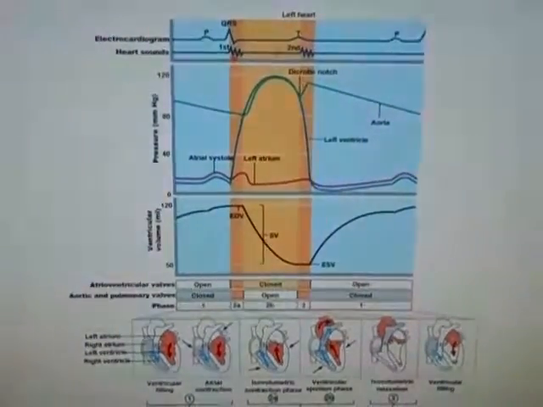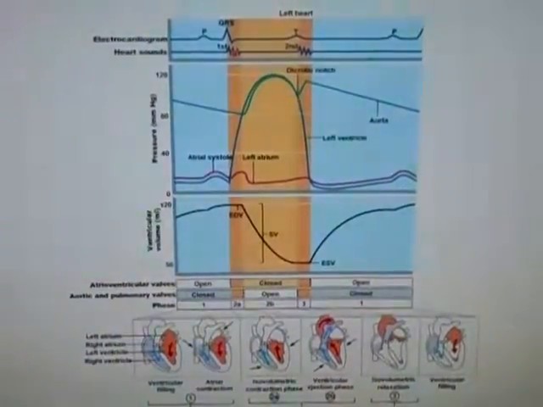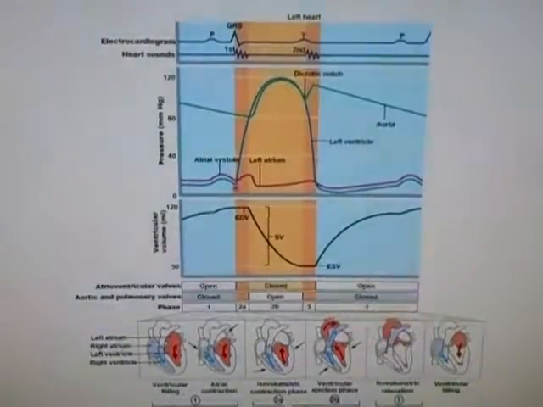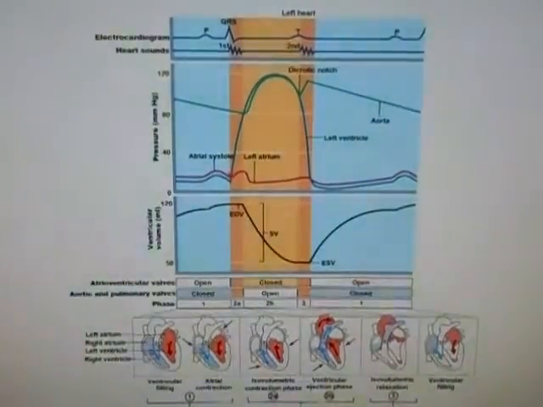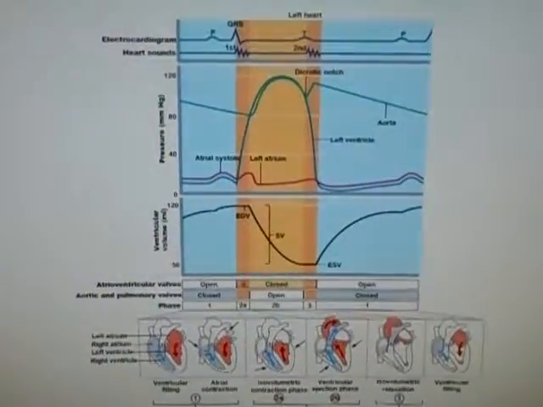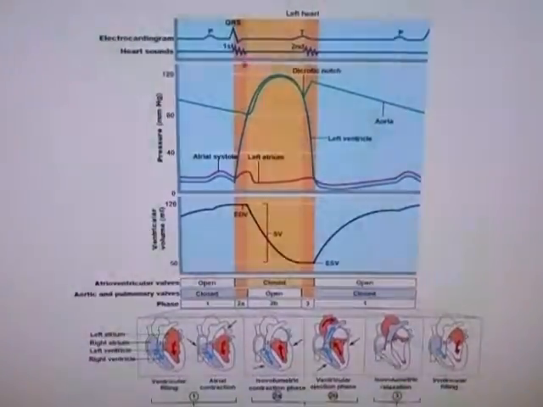Now up here are our heart sounds. We haven't addressed those yet. The first heart sound, or S1, is made by the closure of the atrioventricular valves. Again, that happens when the blue line goes above the purple line, pressure in the ventricle exceeds that of the atrium, and that forces the AV valves closed, creating S1.